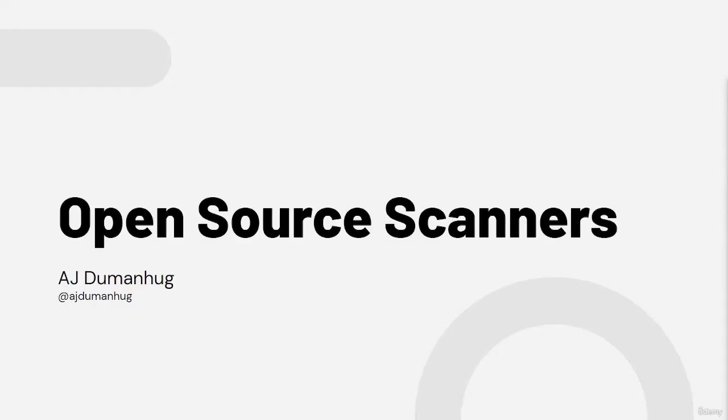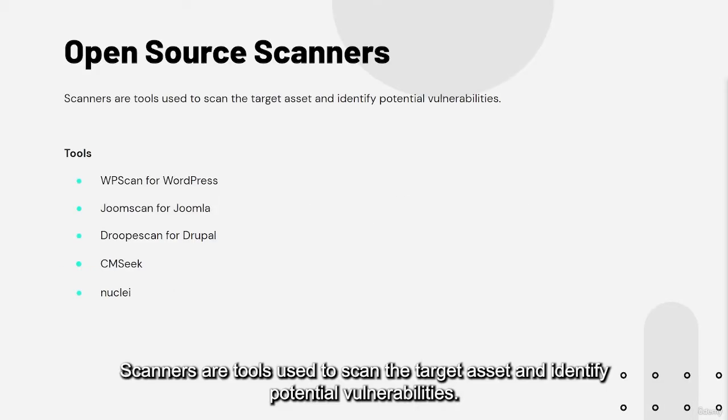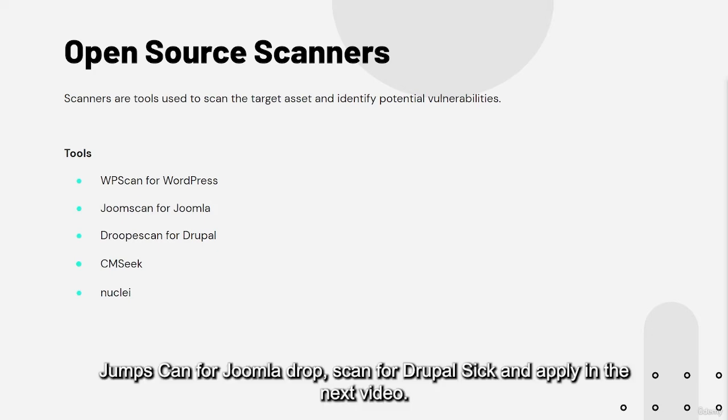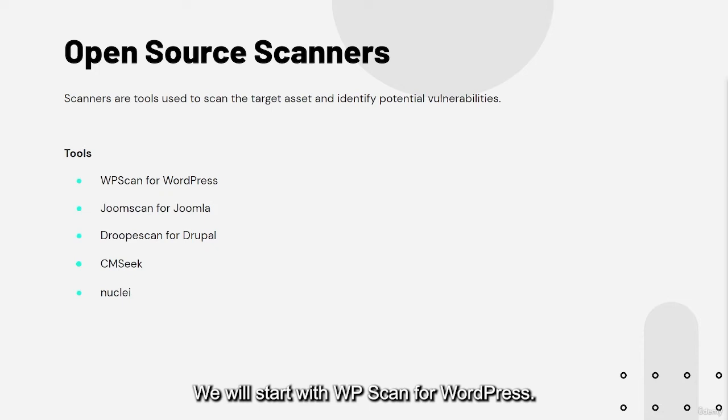Open source scanners. Scanners are tools used to scan the target asset and identify potential vulnerabilities. For this one, we'll be using the following tools enumerated on the slide, such as WPScan for WordPress, JoomScan for Joomla, Droopescan for Drupal, CMSeeK, and Nuclei. In the next video, we will start with WPScan for WordPress.